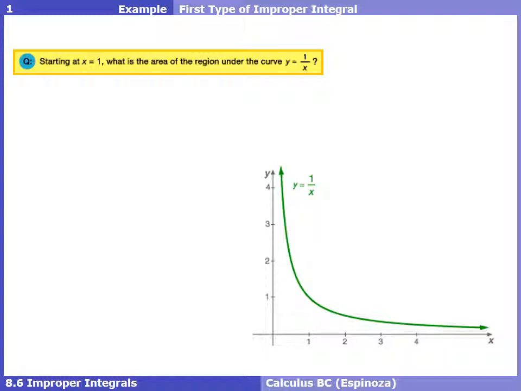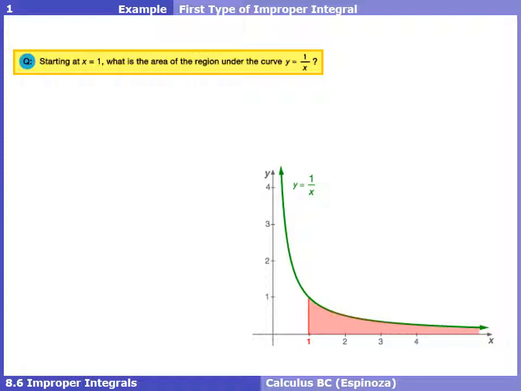Starting at x equals 1, what is the area of the region under the curve of the function 1 over x? So you can see that graph drawn here, and we're going to start at 1, and we want to find the area under the curve of 1 over x. There's an interesting thing not being mentioned here, and that is where we're stopping. And it turns out we don't want to stop. We want to find the area from 1 to infinity. So of course I think everybody's first inclination here, at least for a guess at an answer, would be of course infinity. But let's see how this all plays out.